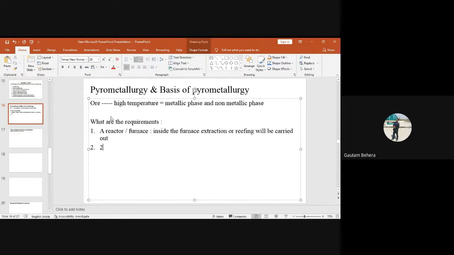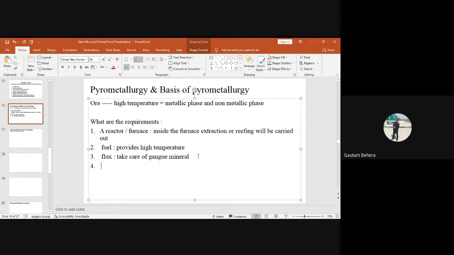Similarly, we need what? We need fuel. So fuel provides high temperature upon combustion, right? We need flux. This will take care of gangue mineral, right? Because the ore contains gangue mineral and valuable mineral, or ore mineral. So the gangue part will be taken care of by flux, right?